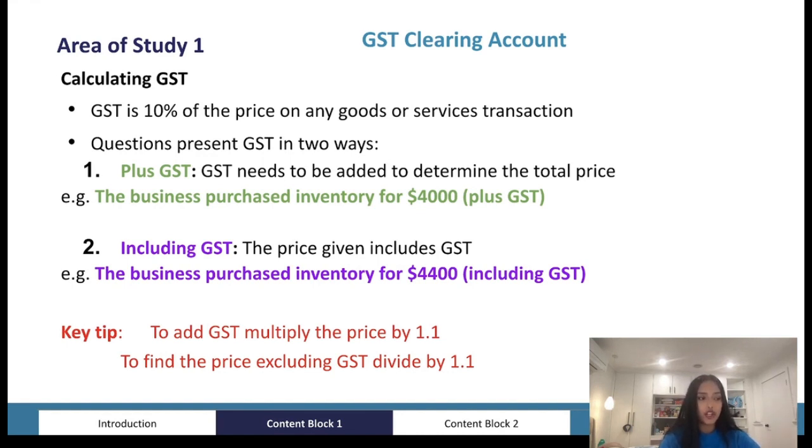The second type of question will be including GST. In these questions, the price provided does include GST, and therefore it's the total price. So if you want to find the price excluding GST, you would divide the price by 1.1.